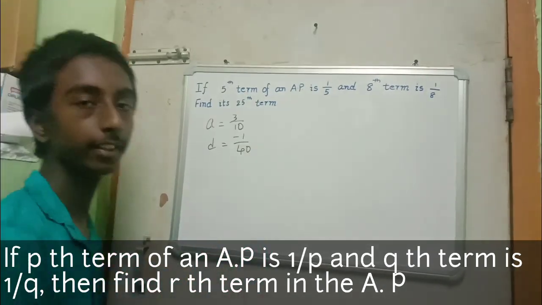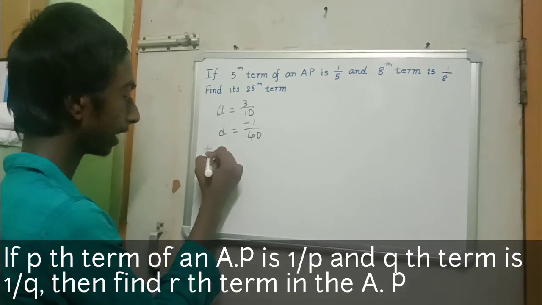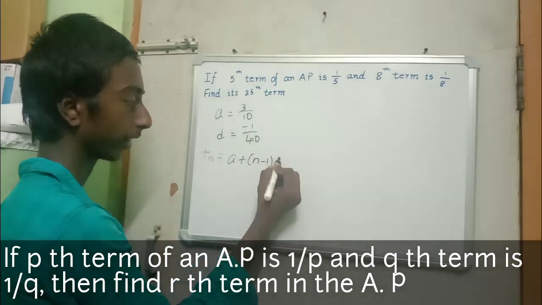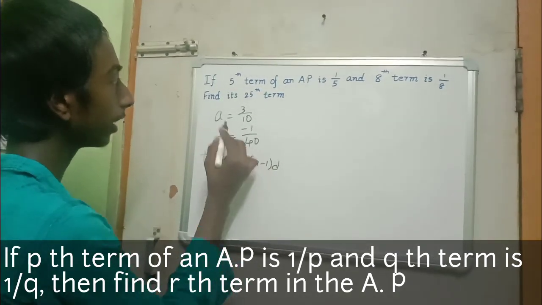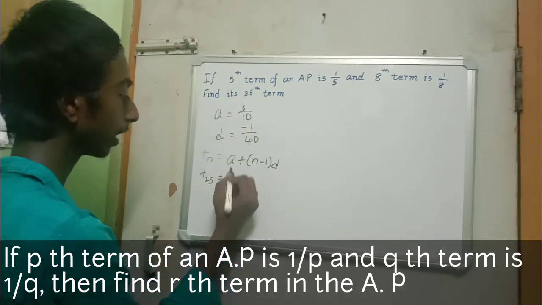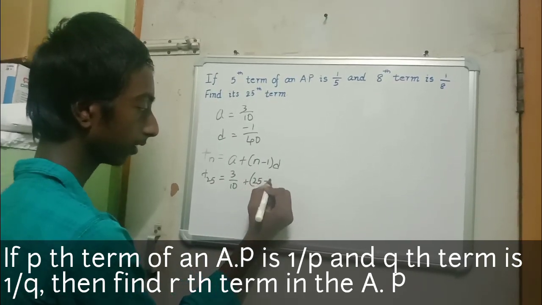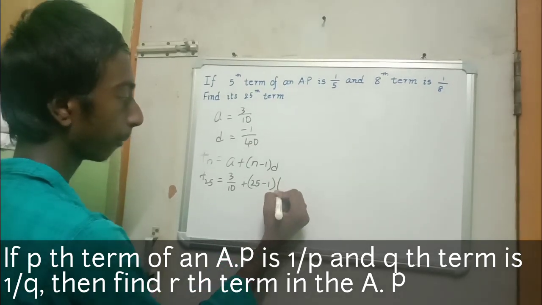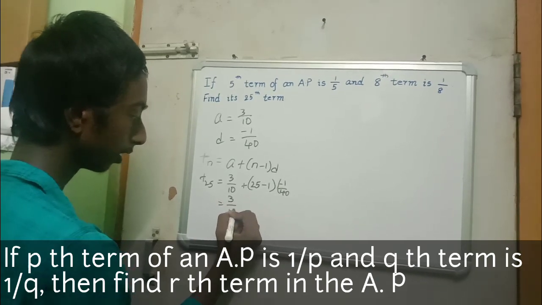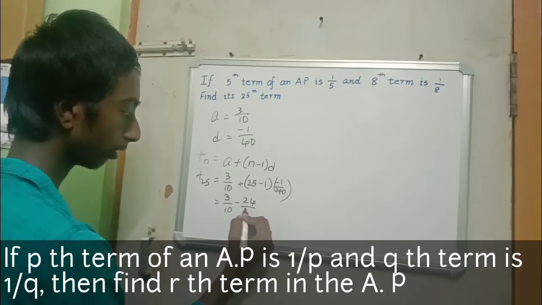So we want to find the 25th term. We use the formula of the nth term, as we used before. So T25 equals a, we get it as 3 by 10, plus (25 minus 1) into d, minus 1 by 40. So 3 by 10 plus 24 into minus 1 by 40, that is minus 24 by 40.